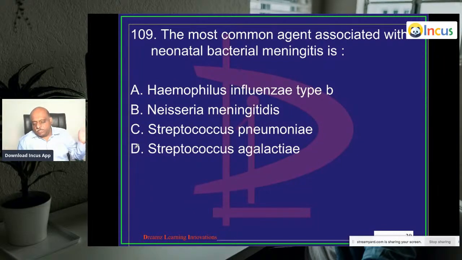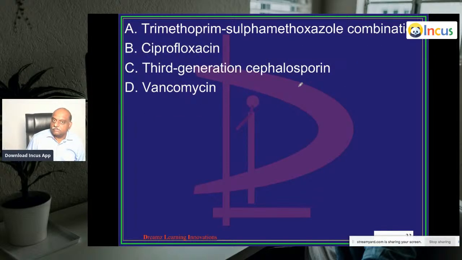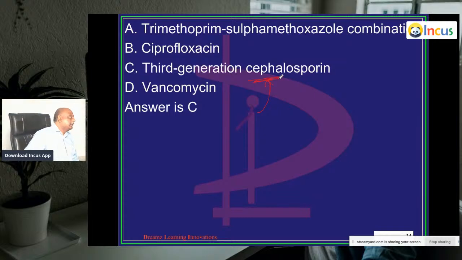The most common agent of neonatal bacterial meningitis: Streptococcus agalactiae. H influenzae was isolated from CSF. It was beta-lactamase producing and resistant to chloramphenicol. What is the best antibiotic that you want to give? Third generation cephalosporin. So you should know, doctor, for neonatal meningitis, what are the organisms and what is the antibiotic of choice is the favorite MCQ of the examiner.